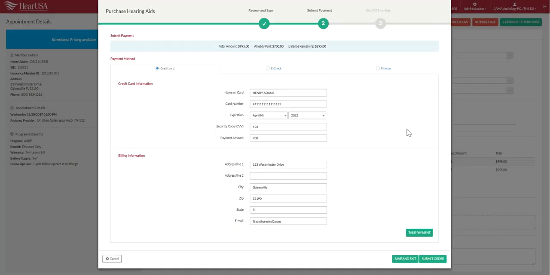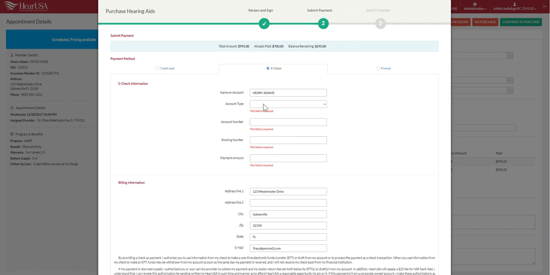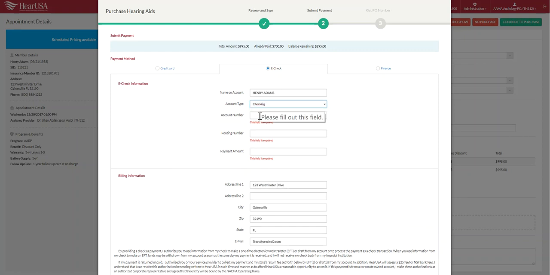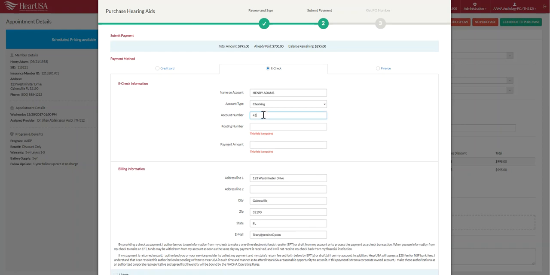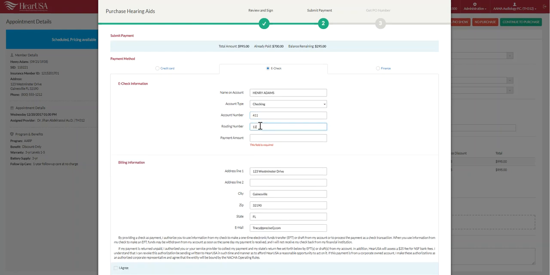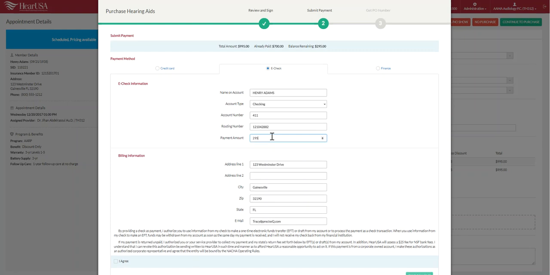So let's go ahead and try and pay the rest with an e-check. We're going to enter in what account type it is, which is checking account. We'll enter in the account number. We'll enter in the routing number. And then the payment amount. And we're going to pay the rest of the balance using this e-check.